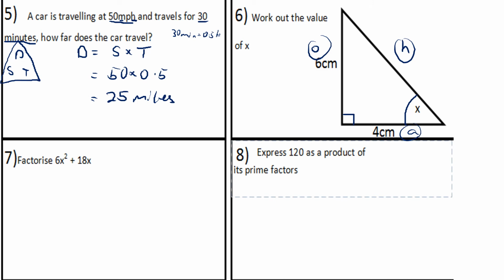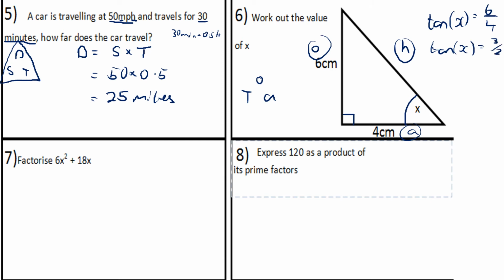Okay, so we're given the opposite and the adjacent, the O and the A. So that should tell you that it's going to be TOA. So tan of the angle, tan of x, is equal to the opposite divided by the adjacent. So the opposite divided by the adjacent.